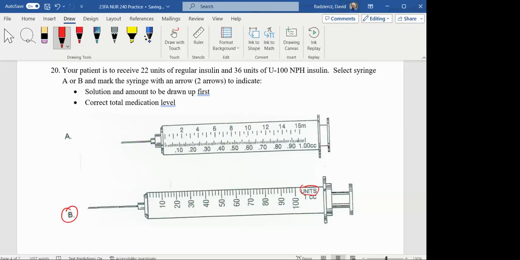Even if they give you a label that tells you units per milliliter, you're still going to use the unit syringe because that's the standard for insulin. So the first thing I always tell people to do, before you worry about any marks or arrows on your syringes, always write, especially if it's a paper test, what you're being asked to do. So the solution amount to be drawn up first, you know you're going to do the 22 units regular first.